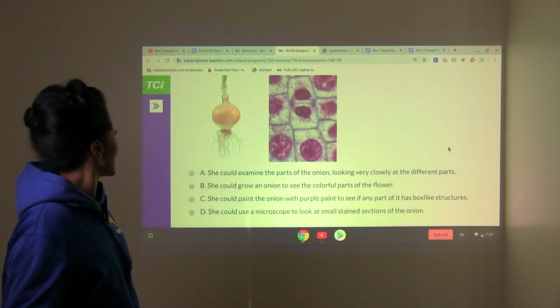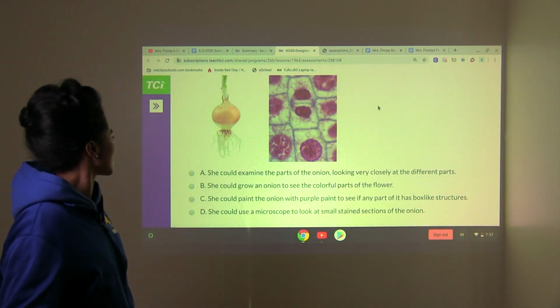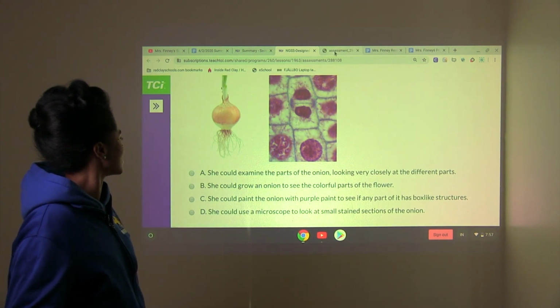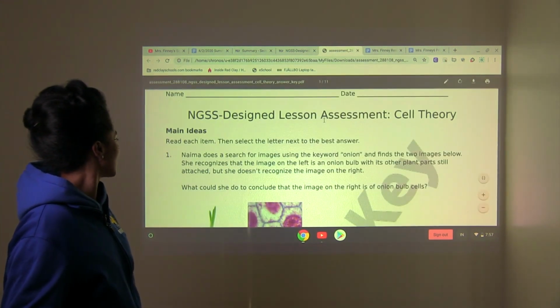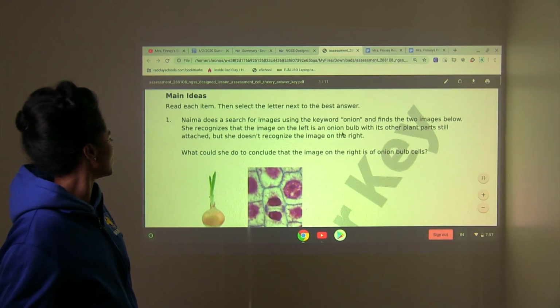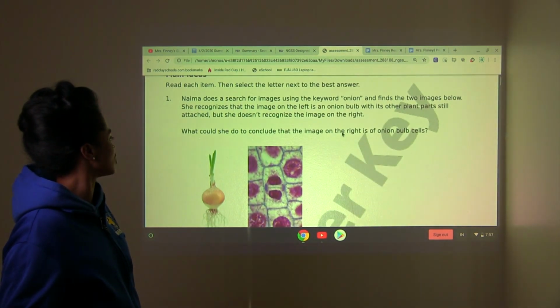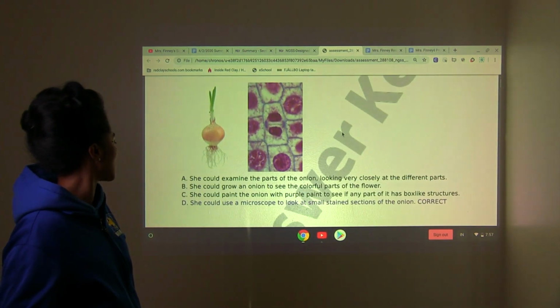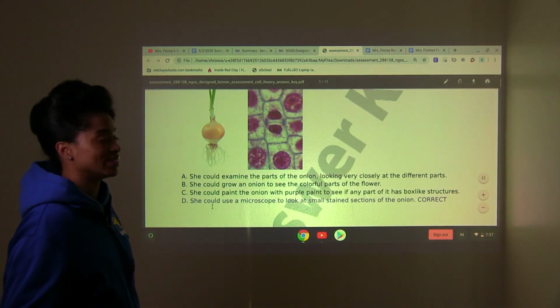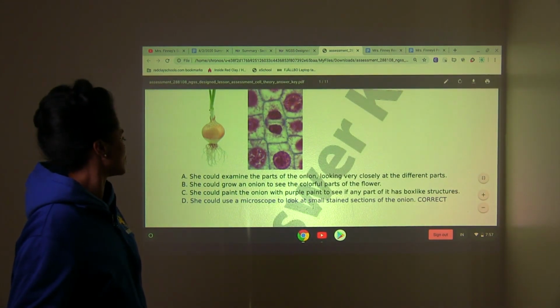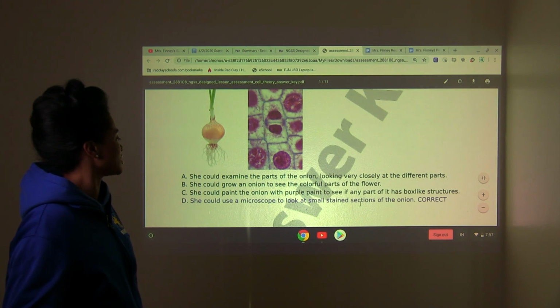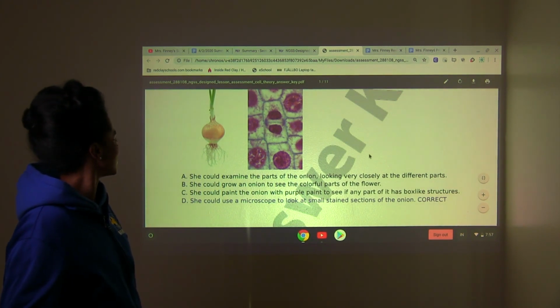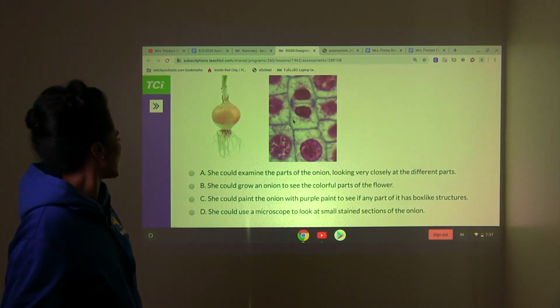All right. And then let's check and see if you have the correct answer. All right, so what could she do to conclude that the image on the right is of onion bulb cells? Answer is D. She could use a microscope to look at small stained sections of the onion. All right. Hopefully you have that one correct.